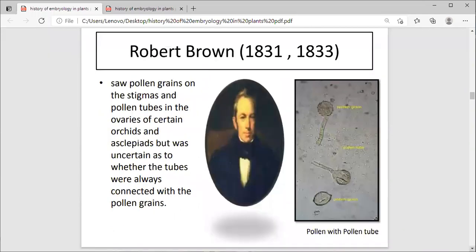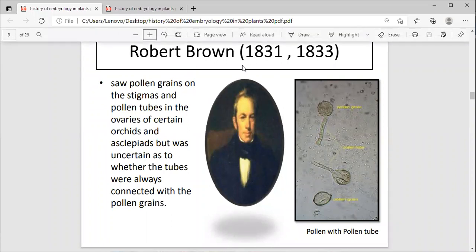So you have heard of Robert Brown. This is the scientist. He investigated the nucleus in a cell first time. So you can read this name, Robert Brown, somewhere here. Actually, he studied in 1831 and 1832, saw the pollen grain on the stigma and pollen tubes. It was carried in certain orchids and Asclepiadaceae, but it was uncertain whether the tubes were earlier connected with the pollen grain. So this is the first time he observed this kind of structure here. So actually, these are the pollen grains. Here the pollen tube.